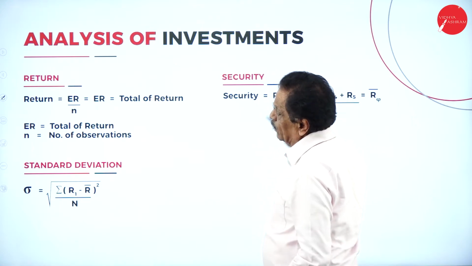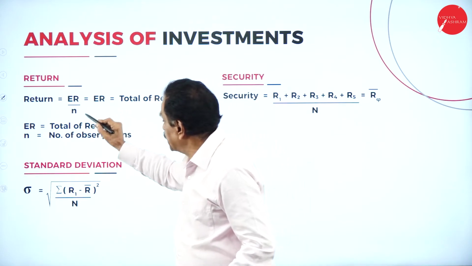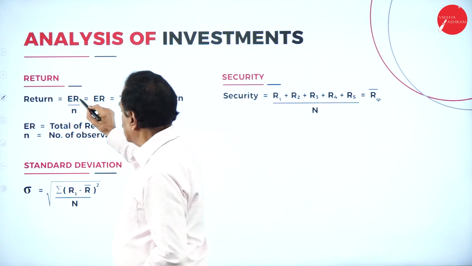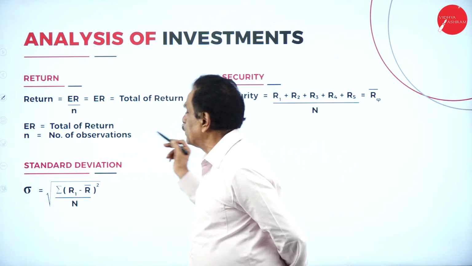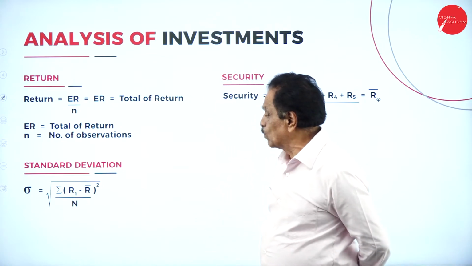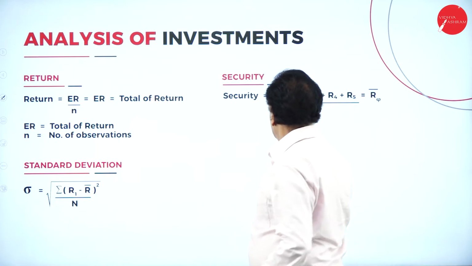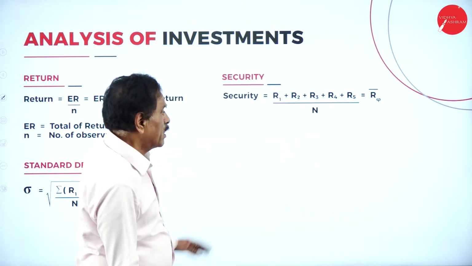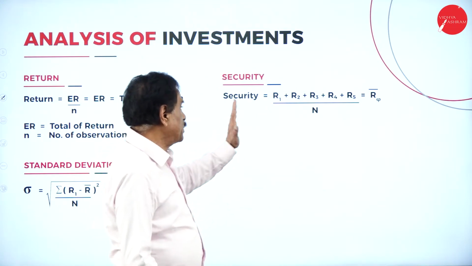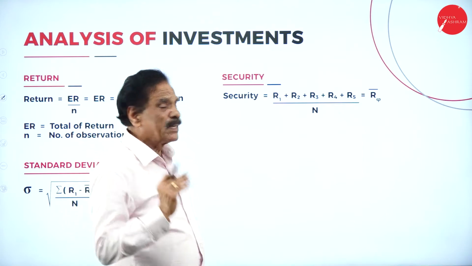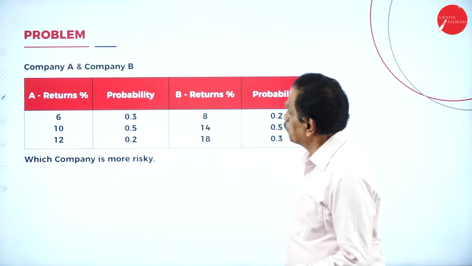Then analysis of investment. When they give the returns, expected return is equal to the sum of returns divided by N, where ER is the total of the returns and N is the number of observations. Standard deviation is equal to the root of the sum of (R1 minus R mean) whole square divided by N. So for a security, R1, R2 and so on are the returns. You add all the returns, then divide by the number of items, and you get the R mean. Now, we'll move on to the problem.